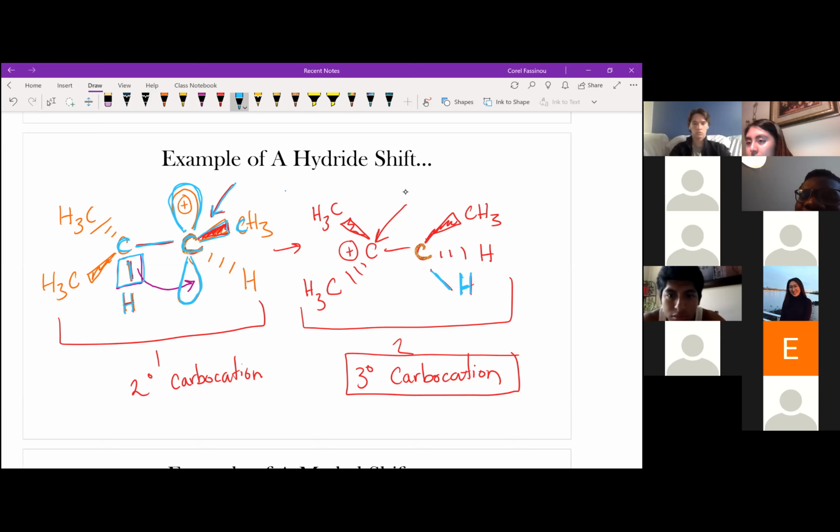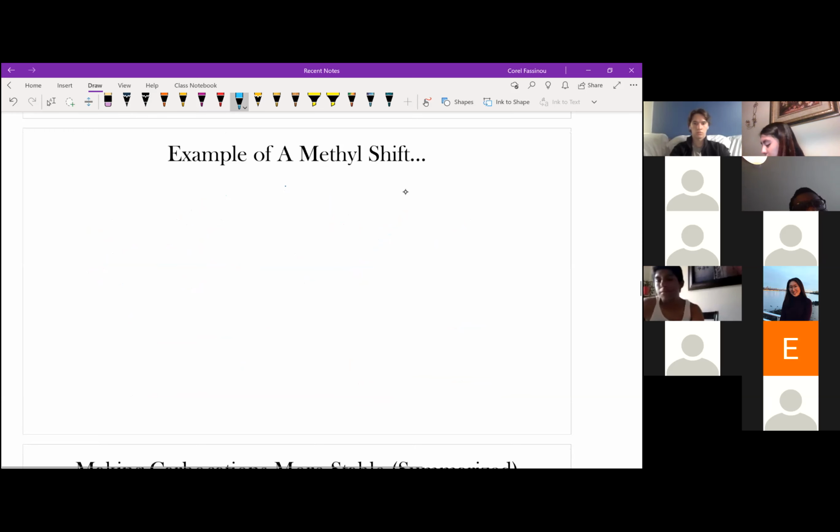In this example, the carbon that has the positive charge is the one in blue, and it's attached to 1 carbon right there on the wedge. It's attached to another carbon on the dash, and then it's attached to a third carbon right there on the line. So that's why it's going to be a tertiary carbocation. Okay, thank you.